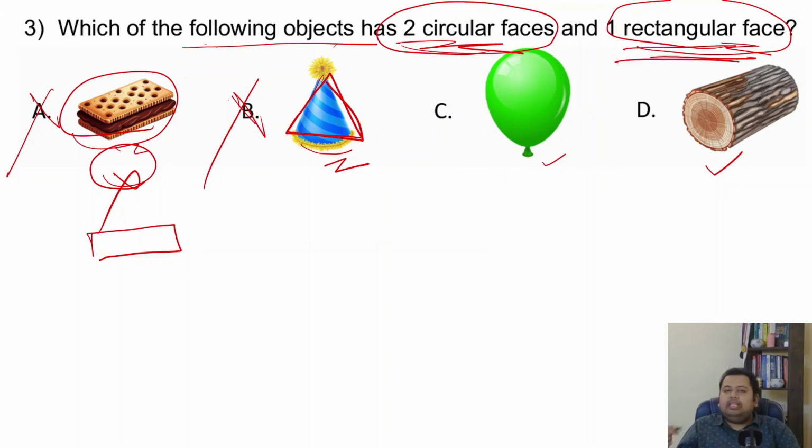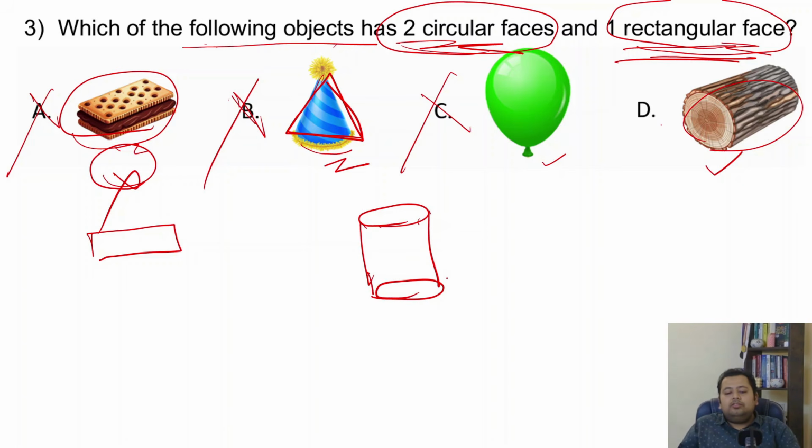C is a balloon. Balloon only has a circular face, right? It's just a circle from any side. So this also cannot be your answer. Now, a log of wood is nothing but a cylinder, right? So this is how a cylinder is formed, right? There are two circular faces at the top and the bottom, and there is one rectangular face, something like this, in the middle, right? So that is why option number D is your correct answer.